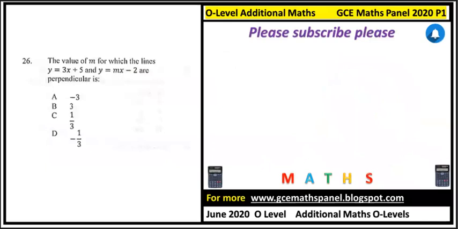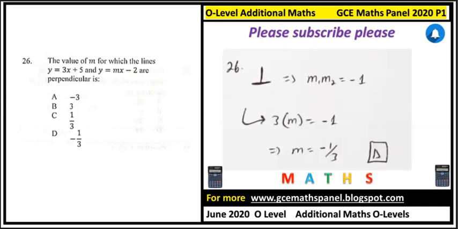26, the value of m for which the lines y equals 3x plus 5 and y equals mx are perpendicular is, so two lines are perpendicular if the product of their gradients equals -1. That is tan A times tan B should be equal to -1. And here we have the gradient of the first line is 3, that of the second is m. So if this product is equal to -1, then m equals -1/3. Key is D.